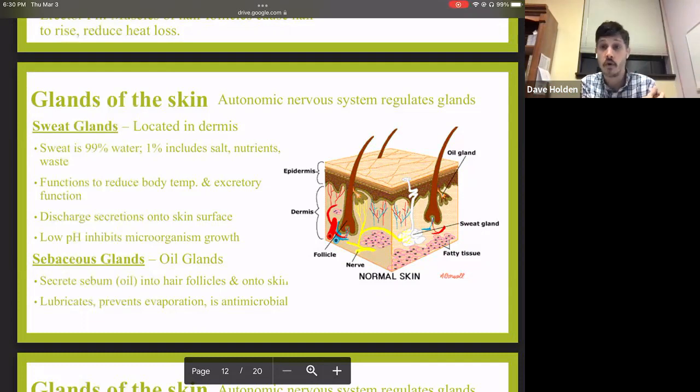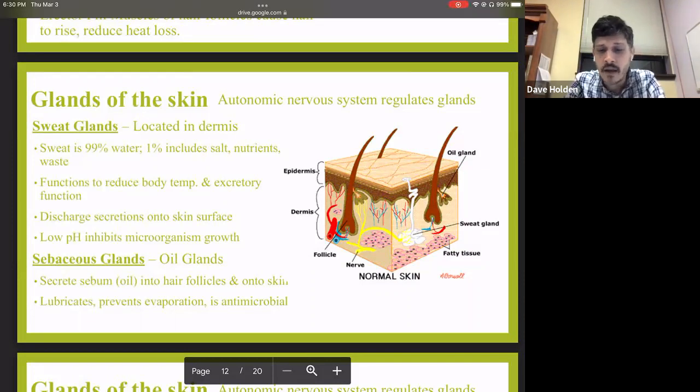Now your sebaceous glands, the oil glands, secrete sebum or oil onto hair follicles and onto the skin. The purpose of this is to lubricate as well as prevent evaporation. Remember, oil and water do not mix. So if I slather a layer of oil on top, water can't get through it. So I've effectively sealed the water inside.